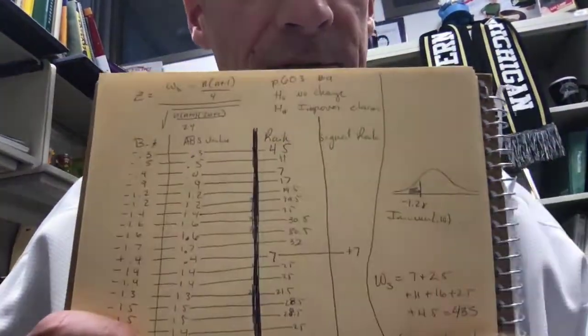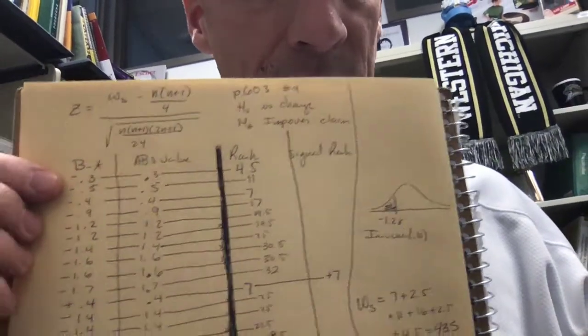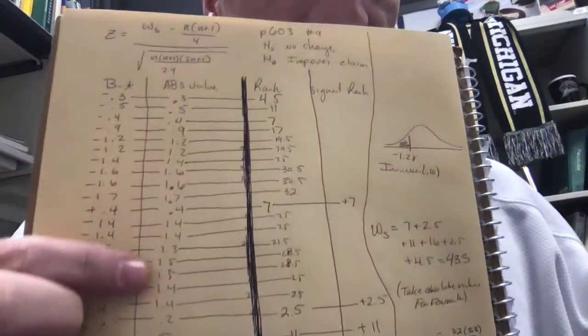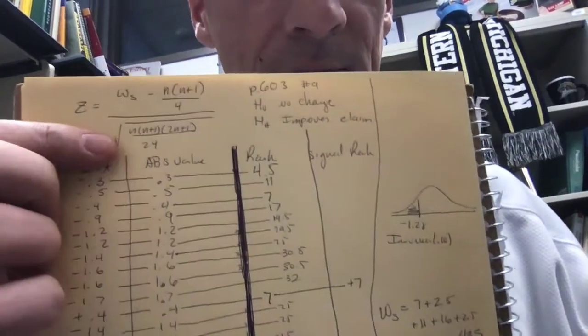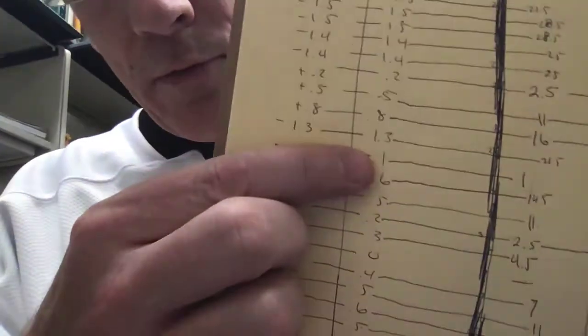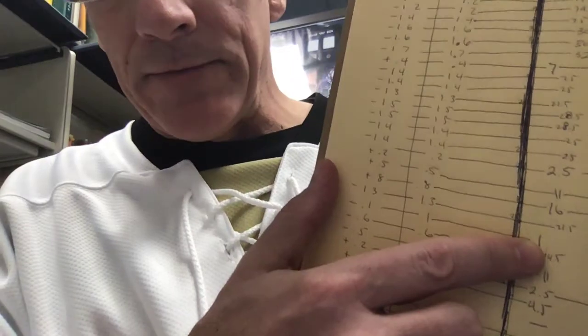Okay, so you start off with before minus after, keeping track of your signs. And then you've got to do the absolute value of all of them. Now, I'm going to show you what I had to do here. So down at the bottom, 0.1 was my number 1. So I had to travel over here. It got the rank of 1.